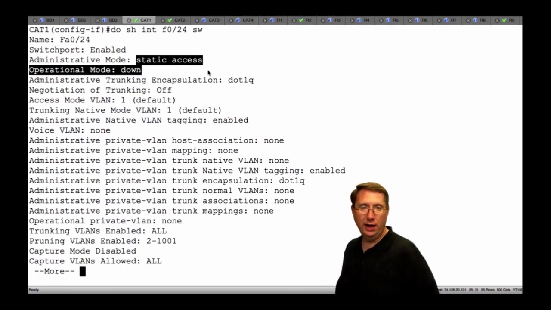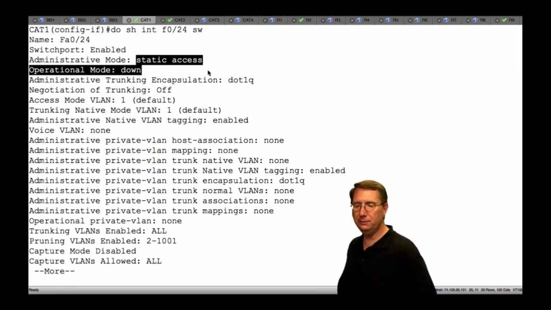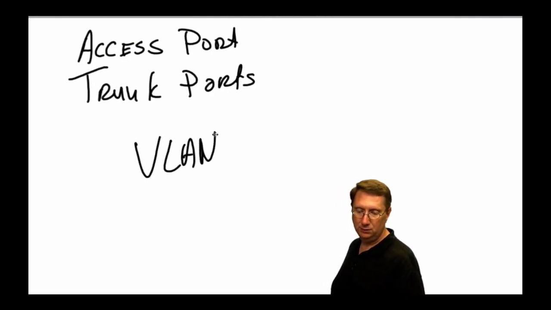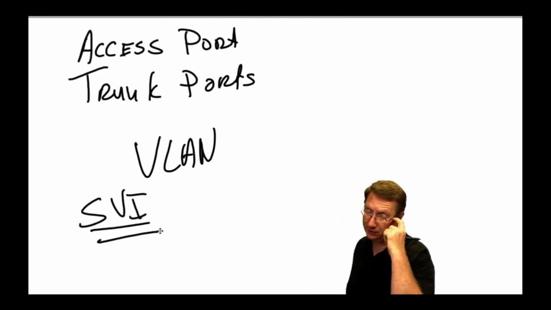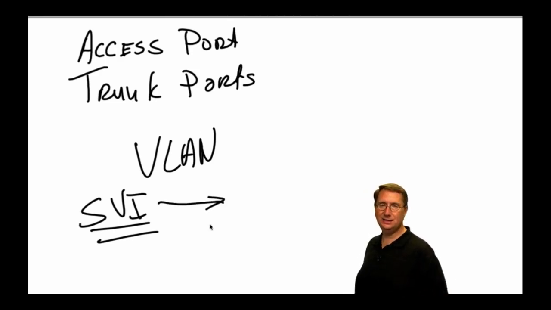So, that's pretty much the concept of trunks in a nutshell. But what we need to recognize here is that it really boils down to just a few things. When it comes to our port modes, we have access ports, we have trunk ports, and we have VLANs. Now we also have this concept of an SVI, a switched virtual interface. A switched virtual interface is very important to us because it gives us a way to test these links.